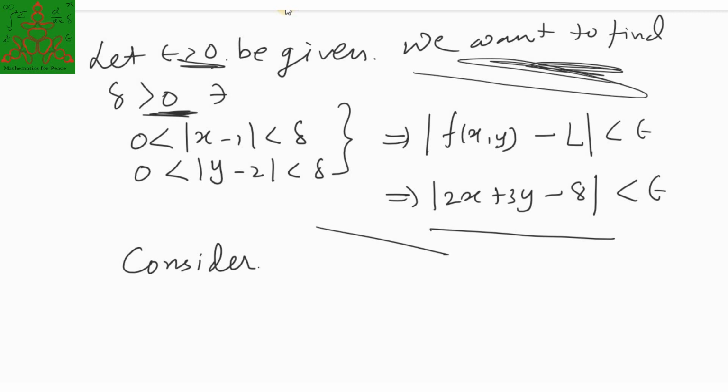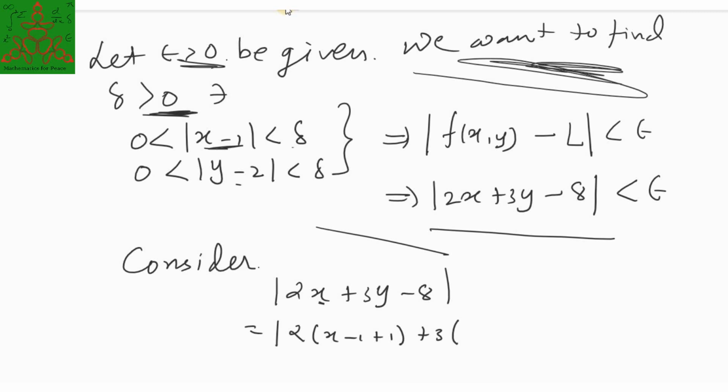So I am starting with this side, 2x plus 3y minus 8. This technique which I am using here will work for each and every example. Here you need x minus 1 to be less than delta, so I am setting up that x minus 1 in this place. For that I am adding and subtracting 1 here, and for y minus 2 I am adding and subtracting 2 here. Minus 8 is already there.